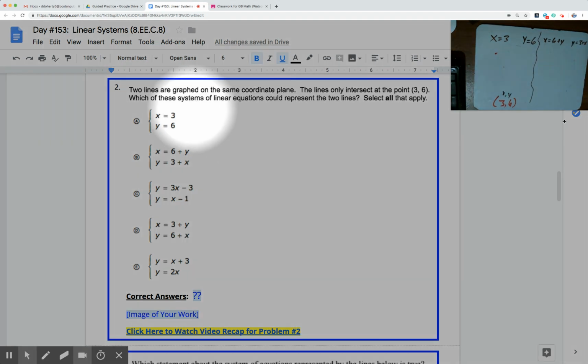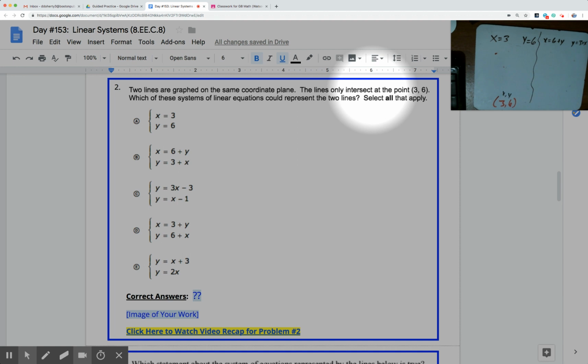Practice problem number 2. We're told that two lines are graphed on the same coordinate plane. The lines only intersect at the point 3 for x and 6 for y. Which of these systems of linear equations could represent the two lines? Select all that apply. The key here is to again understand that where the lines intersect is our common solution.